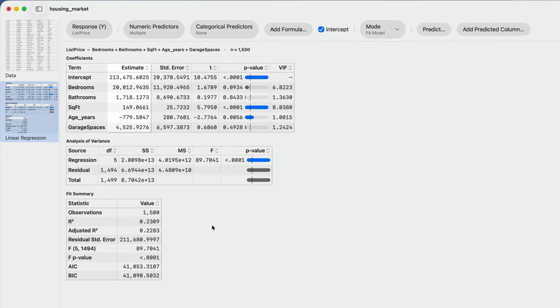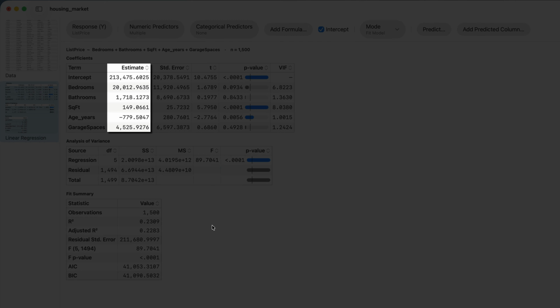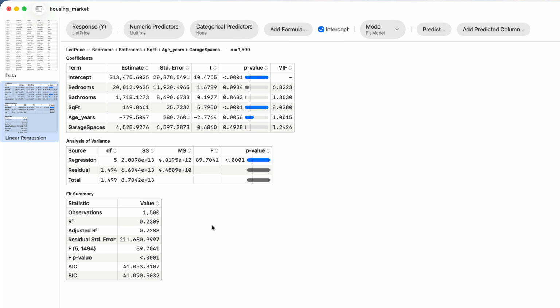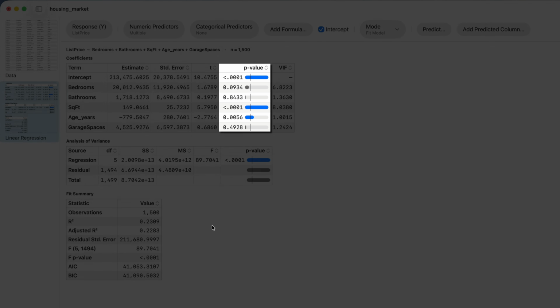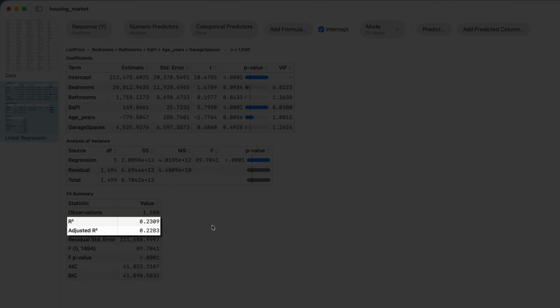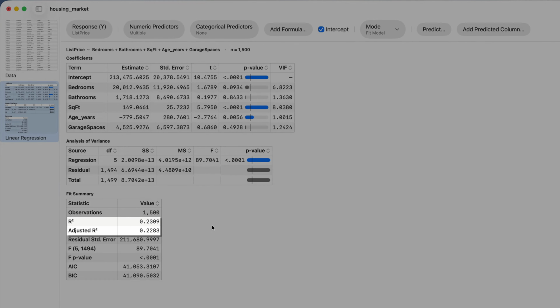At the heart of the output is the coefficients table. Each predictor gets an estimated effect, holding the others fixed, with a p-value telling you whether that effect is real, and R² tells you how much of the variation the model explains.